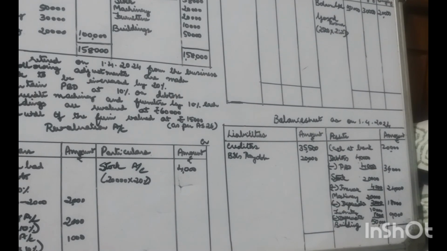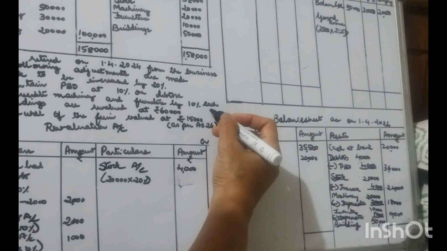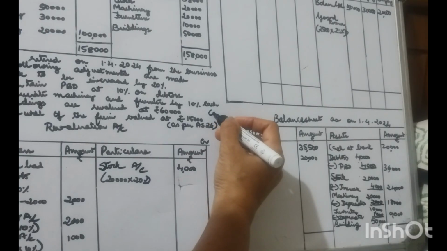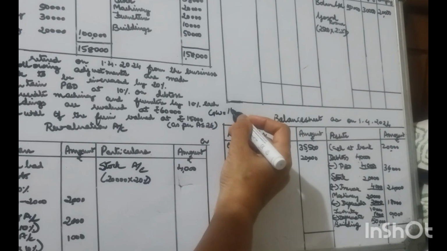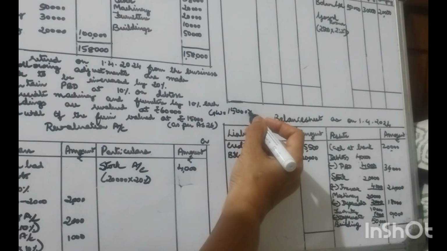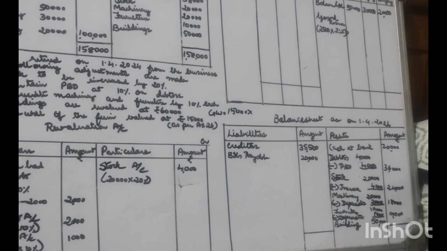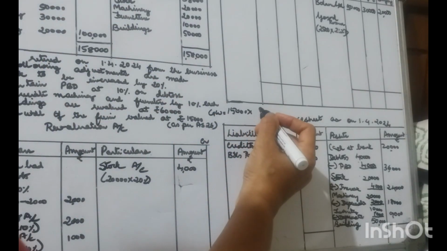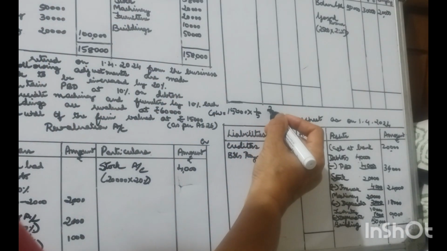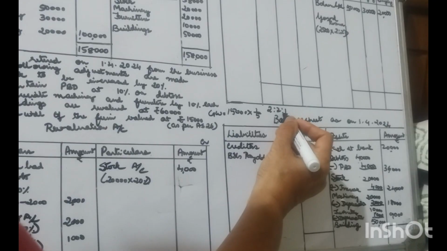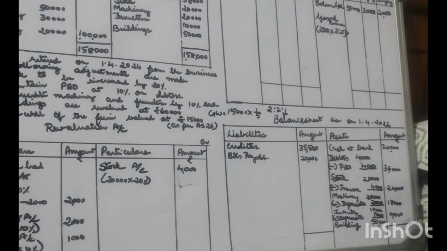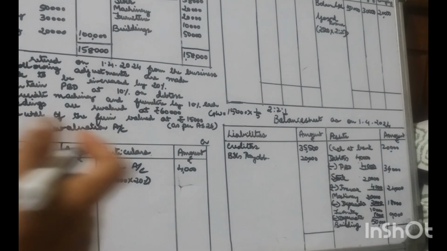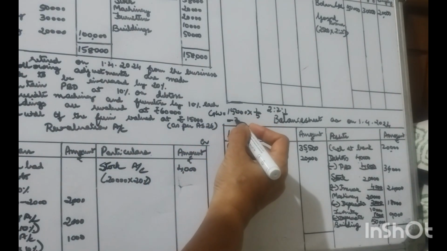The firm's goodwill is given as 15,000. We need to find out the retiring partner's share of goodwill. His share is 1 by 5, since the ratio is 2 is to 1, in the sense Sujay is the retiring partner. So his share of goodwill has to be found, and that is 3,000.